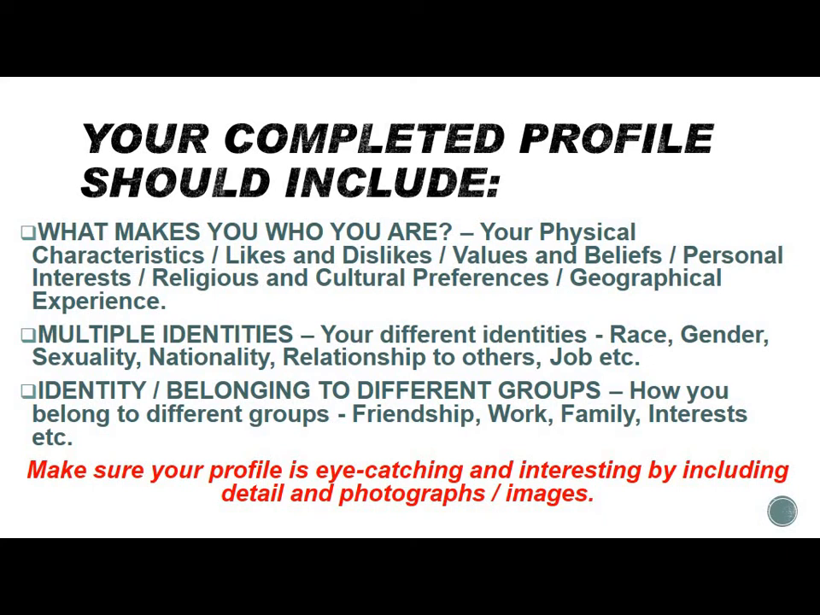Then you've got multiple identities, so you should have been labelling your different identities. So your race identity, your gender identity, sexuality maybe, nationality, relationships to others, so being a son or a father or a brother, your job, as a teacher or as a pupil, and identity and belonging to different groups. How you belong to different groups, such as friendship groups, or work groups, or school groups, or family groups, and any interests such as teams.